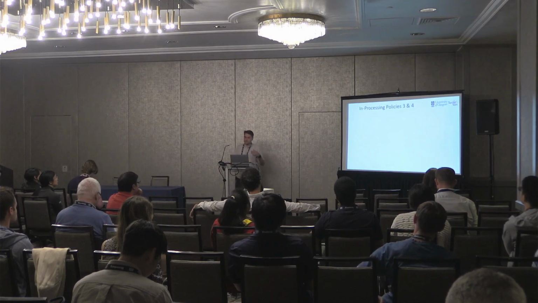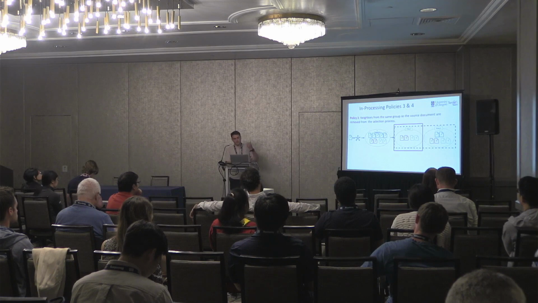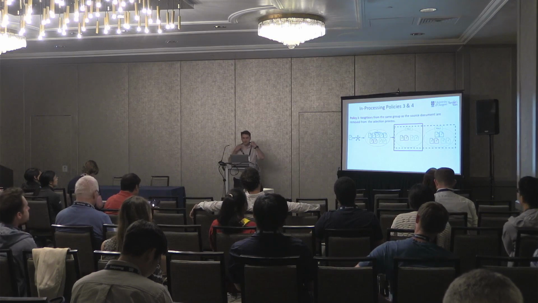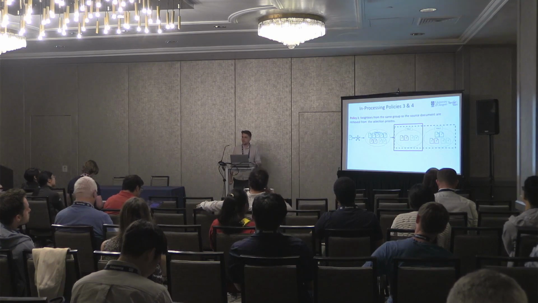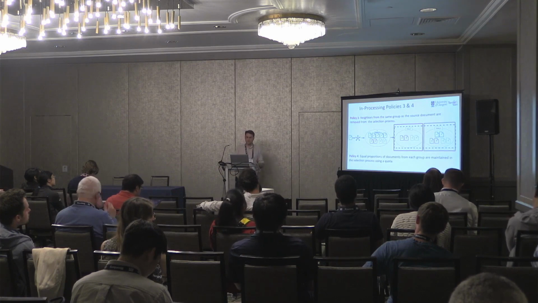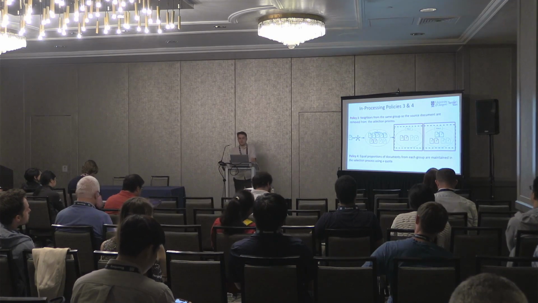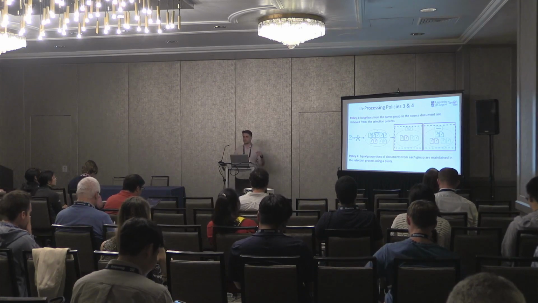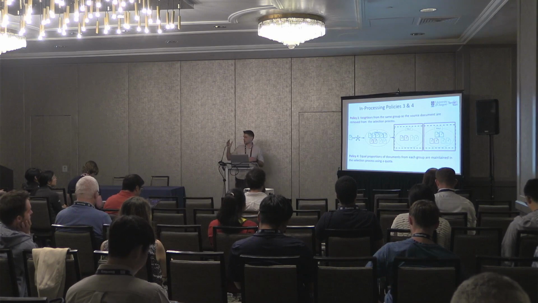Now to the in-processing policies. These are the policies that are applied in a graph that already exists. So in policy 3, we do something similar to what we did in policy 1, just at a different stage. Neighbors from the same group as the source documents are removed from the selection process. And in policy 4, we enforce equal proportions of documents from each group. So you can see how they relate to each other. Policy 1 and 2 and policy 3 and 4 are just at different stages of the process.